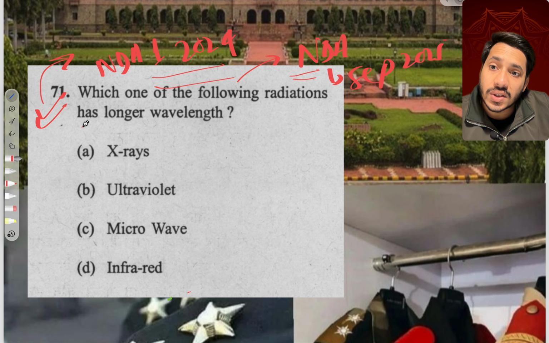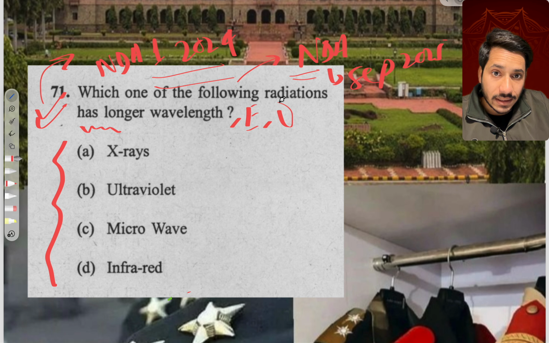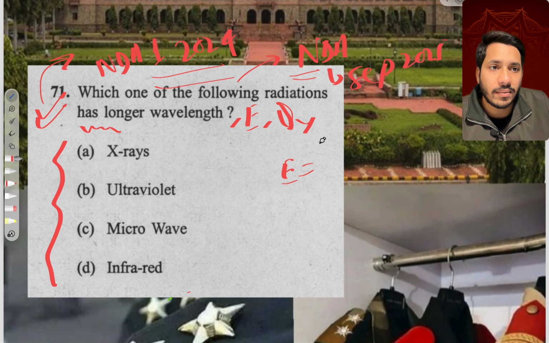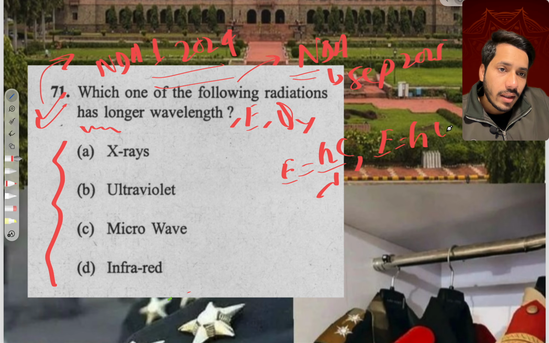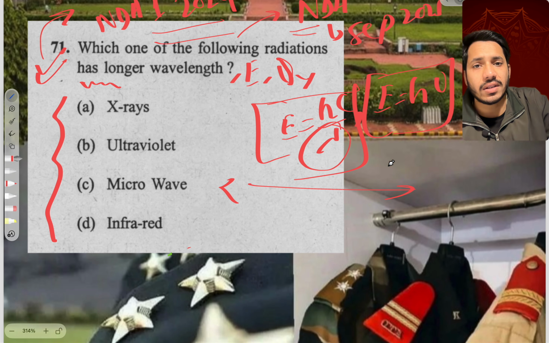Now, this question can further be asked in different ways, like which of the following will have higher energy, lower frequency, because we all know that the energy associated with them can be written as E equals hc upon lambda, E equals h nu. The question can be framed for their wavelength order, their energy order, their frequency order, anything.